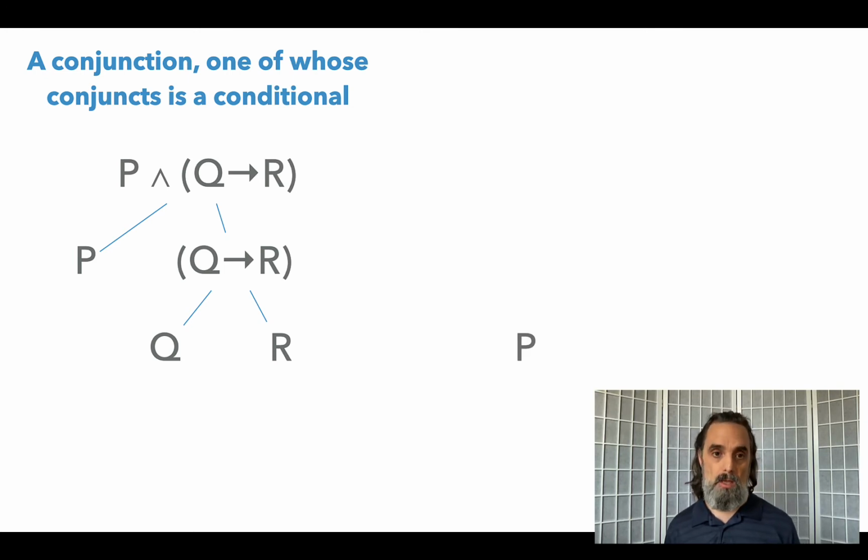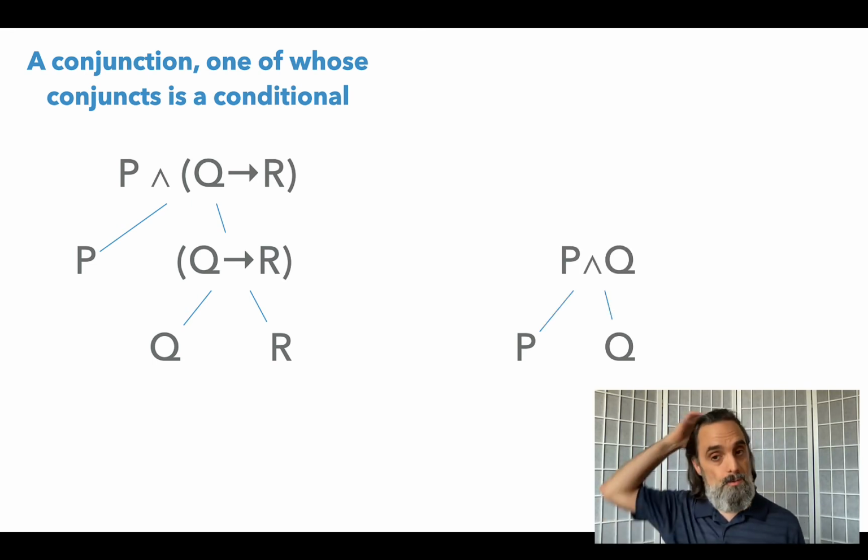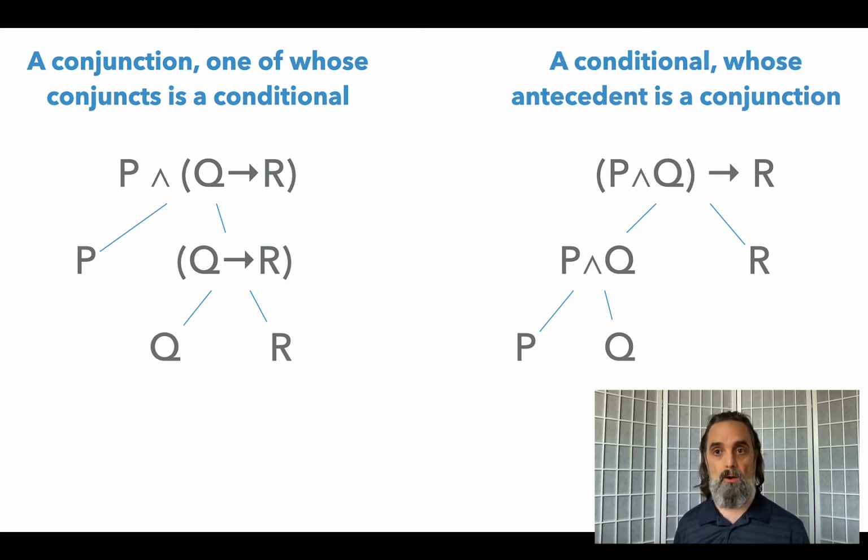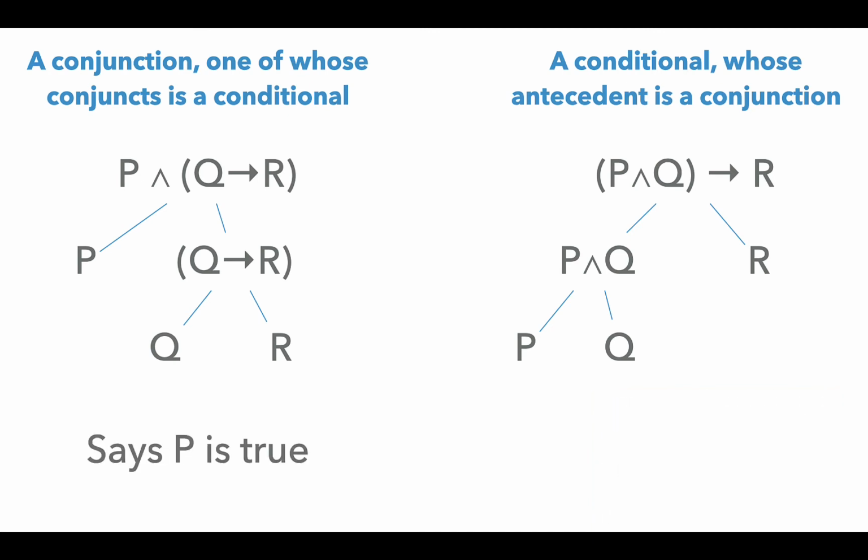We also take P, which is a sentence letter, and Q, which is a sentence letter, and we can put them together to build P and Q. Then we can take R, which is a sentence letter, and put all of that together to build if P and Q then R, and that's a conditional whose antecedent is a conjunction. And these do not say the same thing, and we're going to see why.